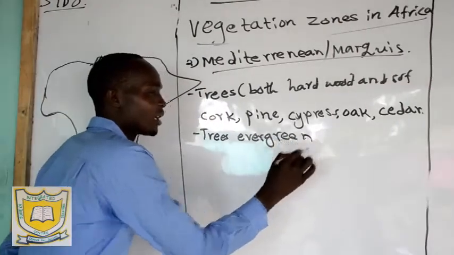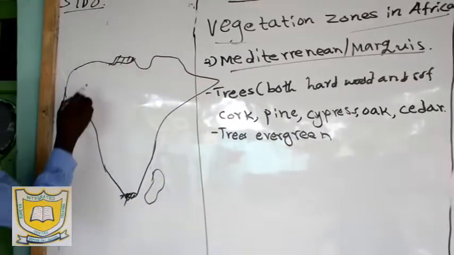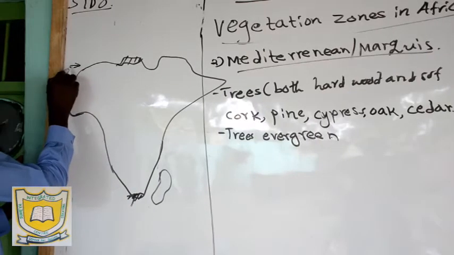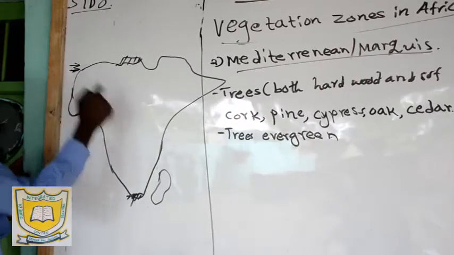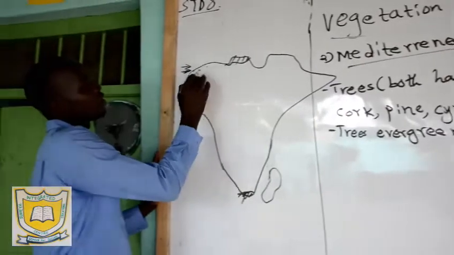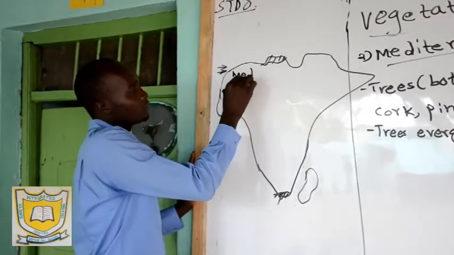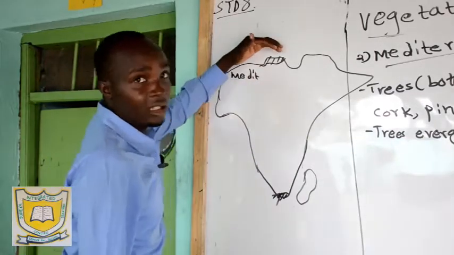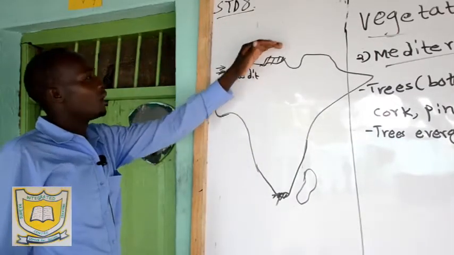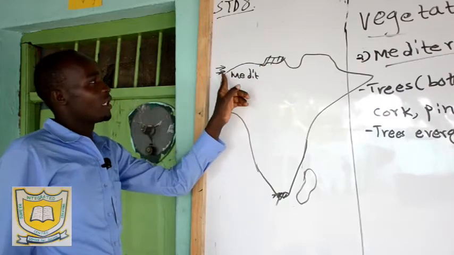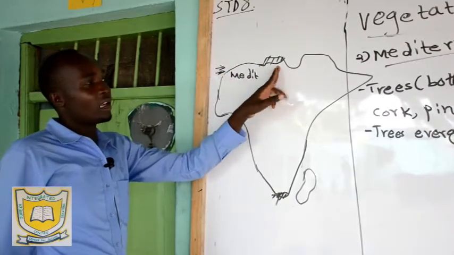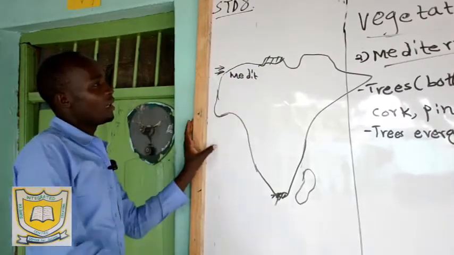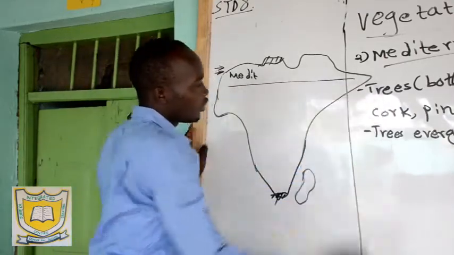The trees are evergreen throughout the year. Why? Here we have wind that blows across the ocean, so it causes what you call Mediterranean rainfall. There is a lot of convectional rainfall because of the Mediterranean Sea here, brought by this wind. So the trees are evergreen throughout the year.